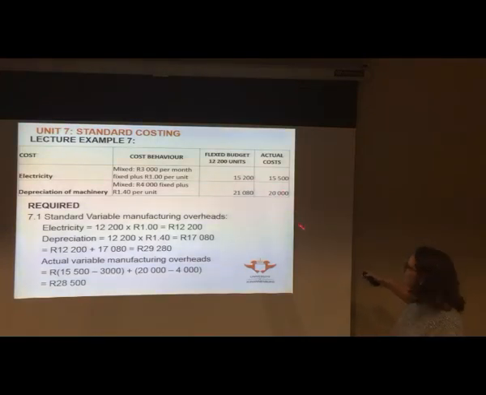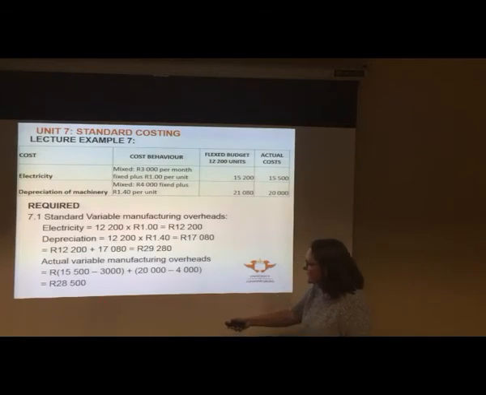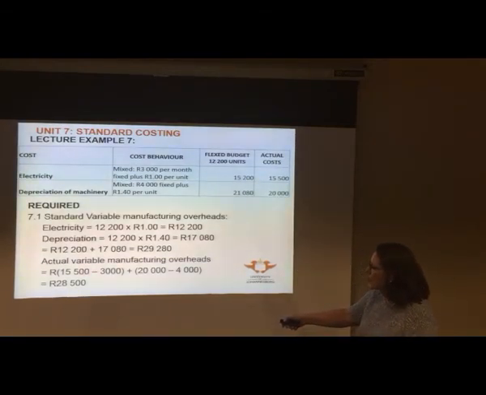But now, you've been given the actual costs that include a fixed component. You agree? They're both mixed. So from the 15,500, you need to subtract the 3,000 to get the actual variable cost. So we're separating the fixed and the variable. So the actual variable cost here must be 12,500. You agree? And the actual variable cost here must be 16,000. So the two variable costs added together is 12,500 plus 16,000, which is 28,500. So this is your actual cost. Your actual variable manufacturing overheads is 28,500.